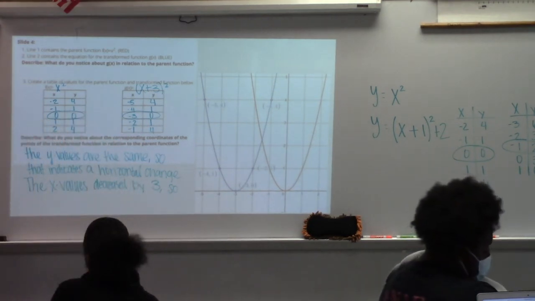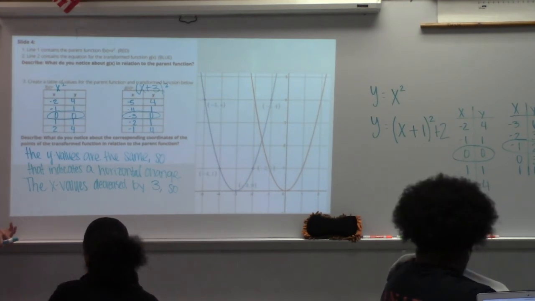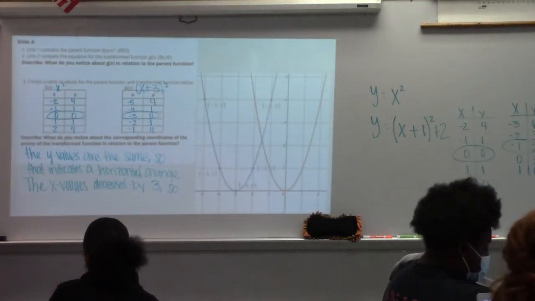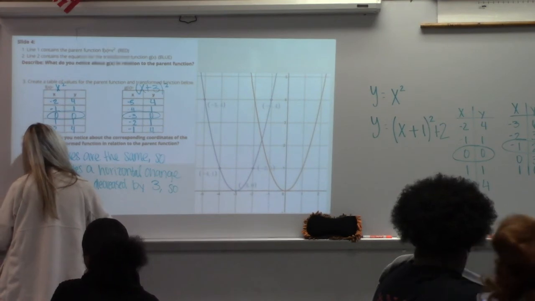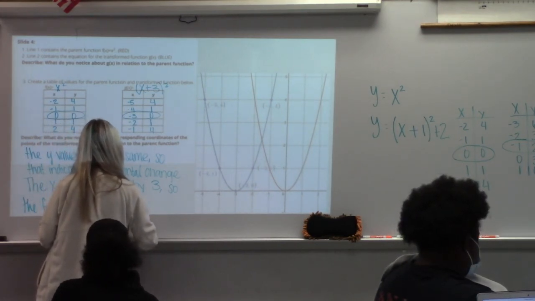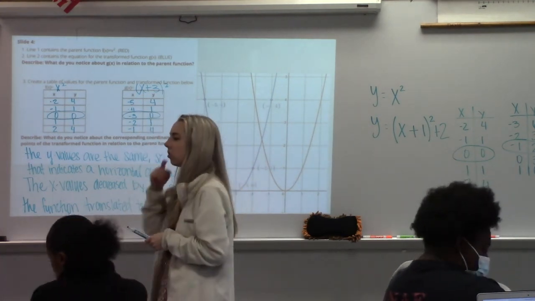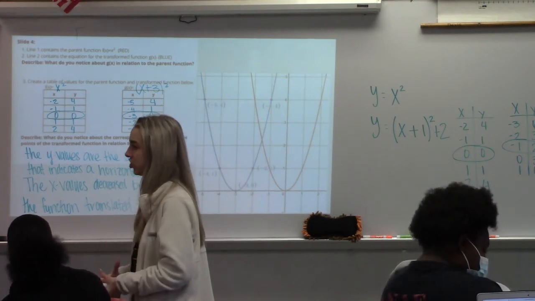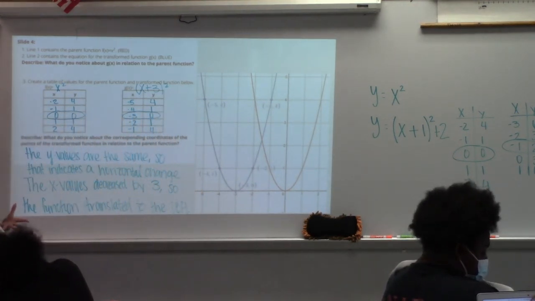So this would be what kind of transformation? Right, translation. Okay, because remember I'm talking about transformation, I'm asking how did it move? Did it translate, dilate, or reflect? And then when we're talking about direction, this is when we're talking about horizontal, vertical. So the x value decreased by 3, so you can say the function translated to the left. Those are the transformations, talking about how the transformed function is different from the parent function.